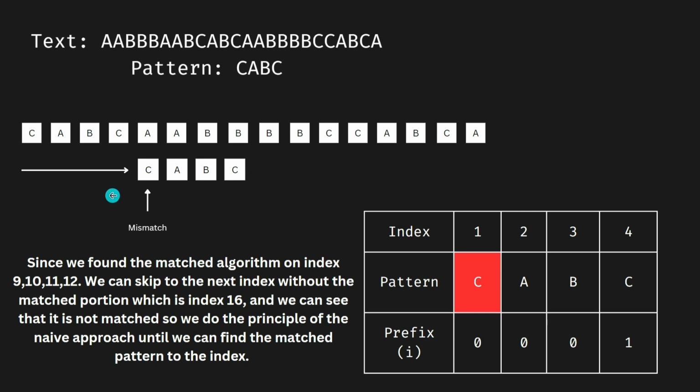And since we found our match, we don't need to start from where we came from, meaning we don't need to start from C on index 12. We don't need to do that anymore since we found our first match. Instead, we can skip that and go to the next index, which is going to be 16. And we can obviously see that it is not matched. So once again, we apply the principle of the naive approach until we can find the matched pattern.